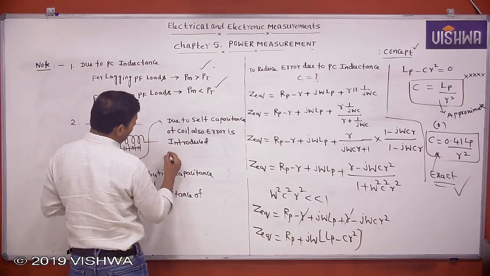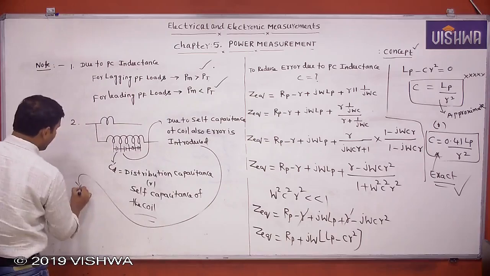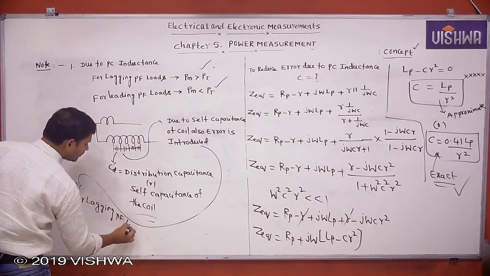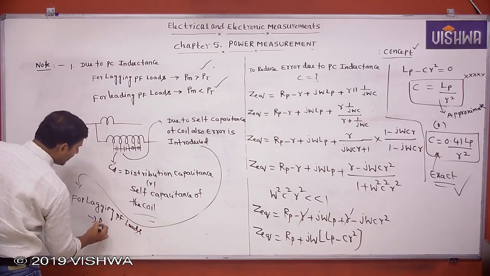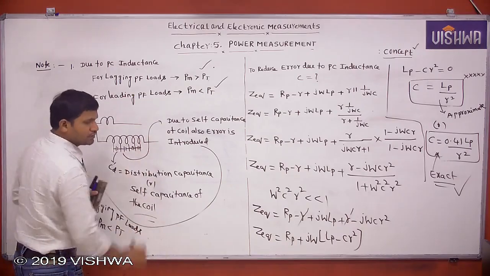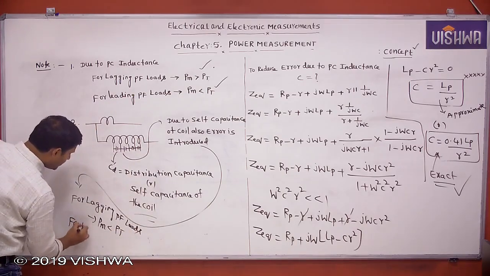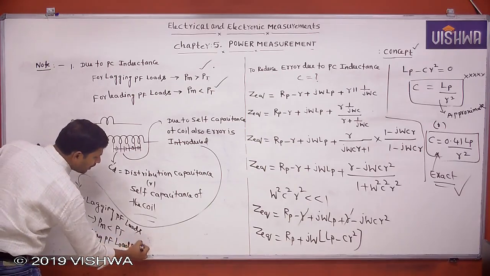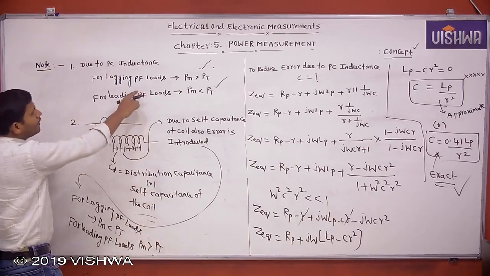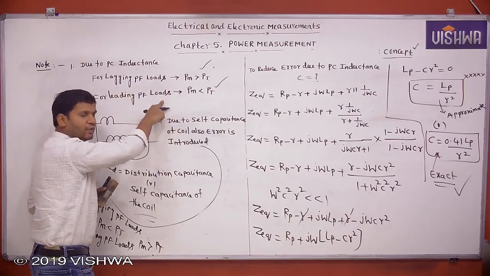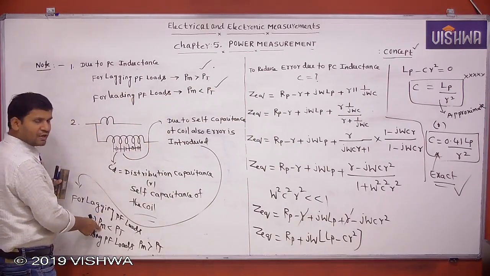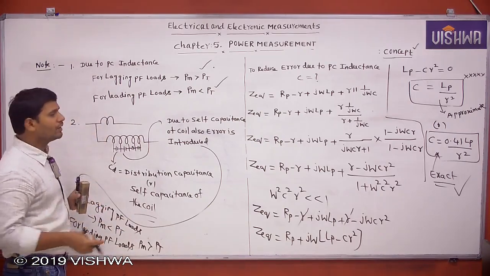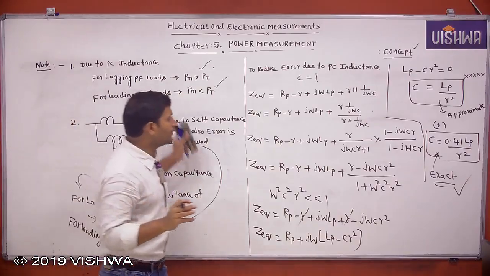For lagging power factor loads, I am writing: measured power is less than true power because of self capacitance of the coil. For leading power factor loads, measured power is greater than the true power. Here we get error positive, there error negative. For lagging power factor loads error is negative, and for leading power factor loads error is positive due to self capacitance of the coil. These statements you remember. Understand? Quickly note down.